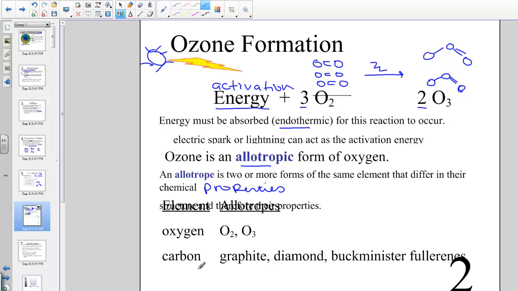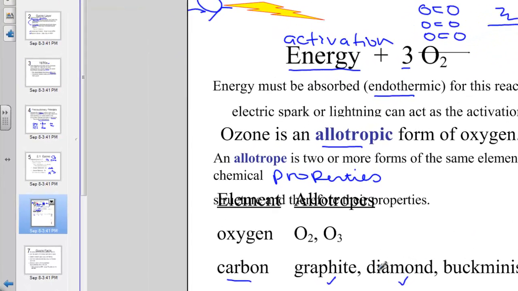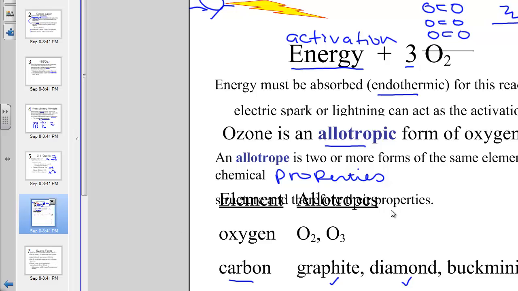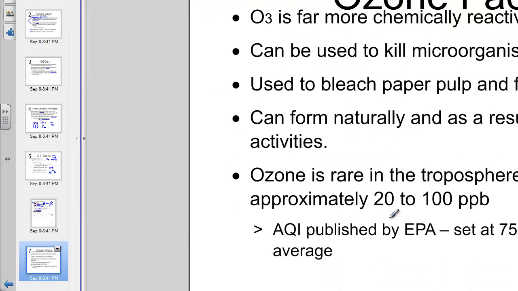Another example of an allotrope comes from the element carbon, different ways that we find carbon in nature. We see it as graphite, which is like a pencil lead. We see it as a diamond. They're both forms of carbon. And a Buckminster fullerene is also known as carbon. Just a different arrangement. This arrangement for a Buckminster fullerene is like a soccer ball. So an allotrope is simply different ways to arrange the same elements.